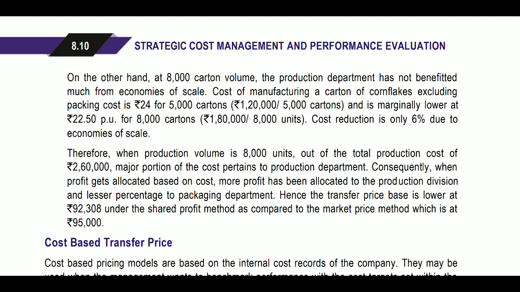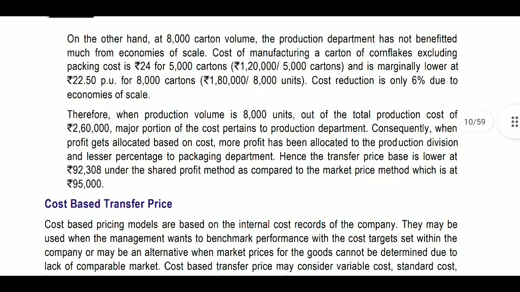If we see the packing cost, what is the packing cost they provided? 1,20,000 and 1,80,000. At 1,20,000 divided by 5,000, the packing cost will be 24, and marginally lower at 8,000 cartons, 1,80,000 divided by 8,000 units, 22.5. So cost reduction is only 6% due to economies of scale. Therefore, when production volume is 8,000 units, the total production cost is 2,60,000.